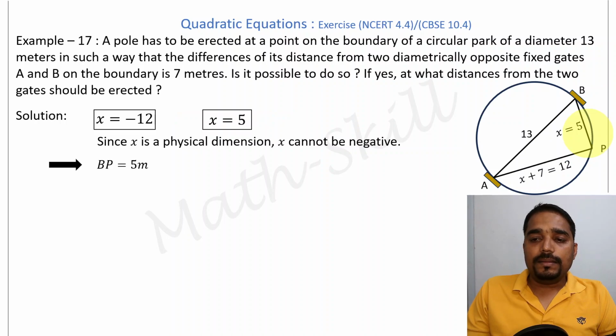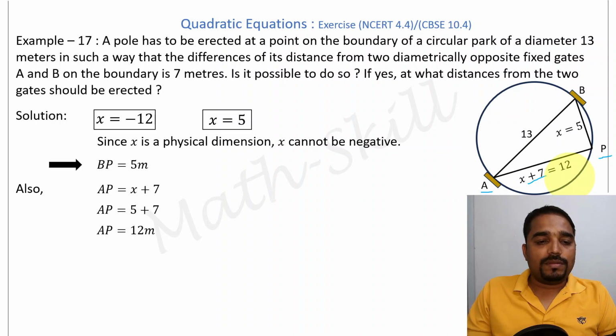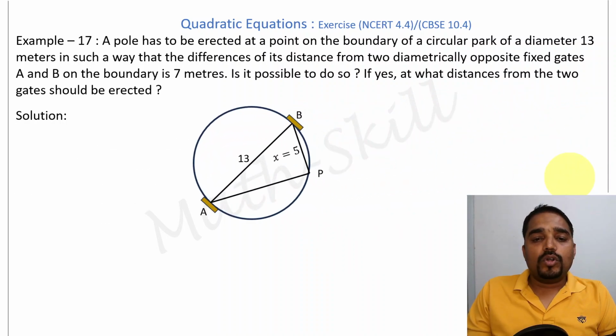Similarly, the distance of the pole from gate A is x plus 7. Let's find that out. AP is equal to x plus 7, or AP is equal to 5 plus 7, that is AP is equal to 12. Therefore, to conclude, the pole P is to be erected 5 meters away from gate B and 12 meters away from gate A to satisfy the given condition of erection of a pole for a circular park.